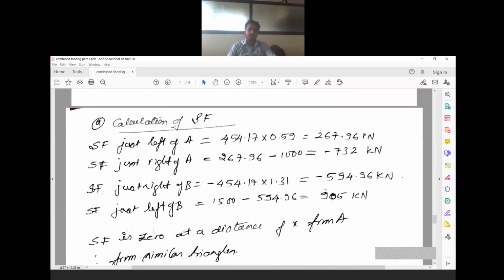See, this is the shear force calculation. Shear force to the just left of A. Again, the same thing, I have written it in the calculation form. This is where I have got the values from.